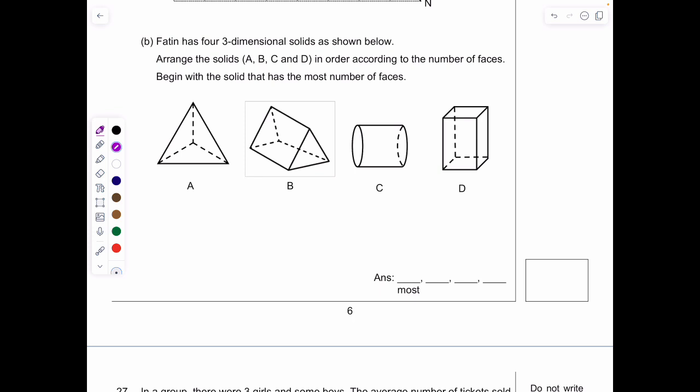Okay, Fatin has 4 3-dimensional figures. Arrange A, B, C in according number of faces, beginning with the solid that has the most number of faces. So for this one over here, you just have to count, and the answer would be D, B, A, C.